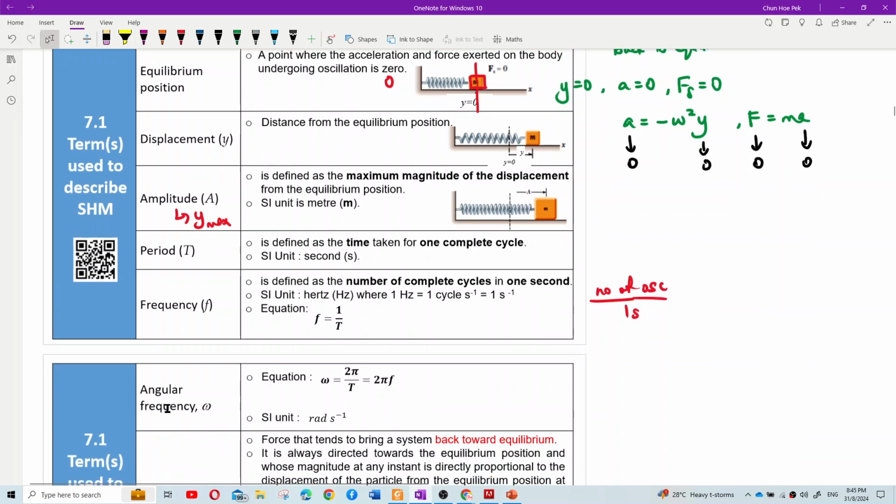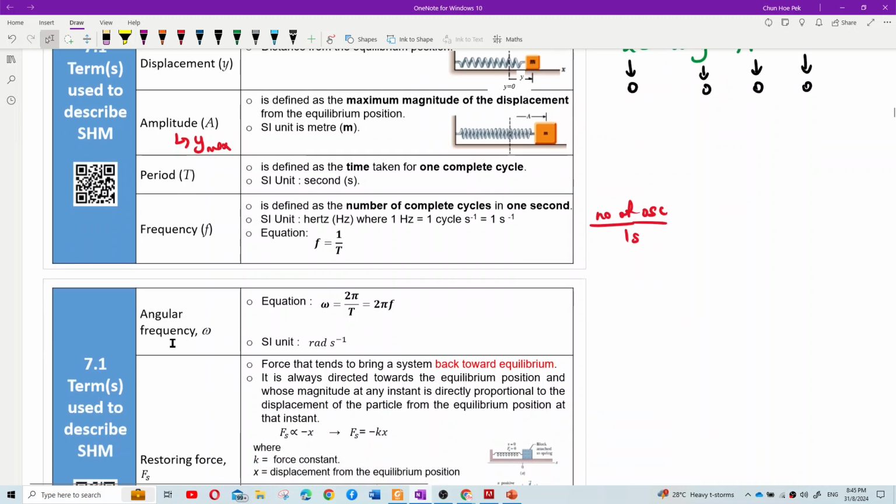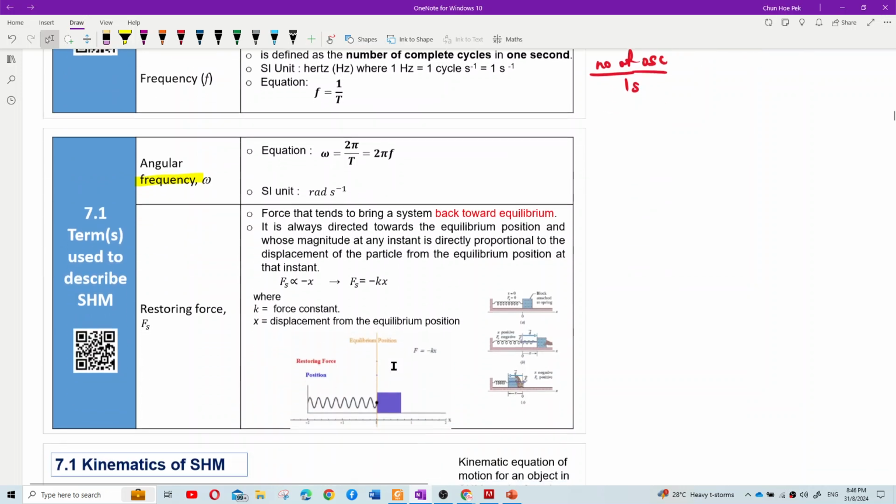So use back the same thing. Omega now is called angular frequency instead of angular velocity. 2 pi f or 2 pi over period. You see, use back the same formula. Unit radian per second. Sometimes we write as per second only. Also got, yeah. You will see in the question later. Sometimes we write only with per second.